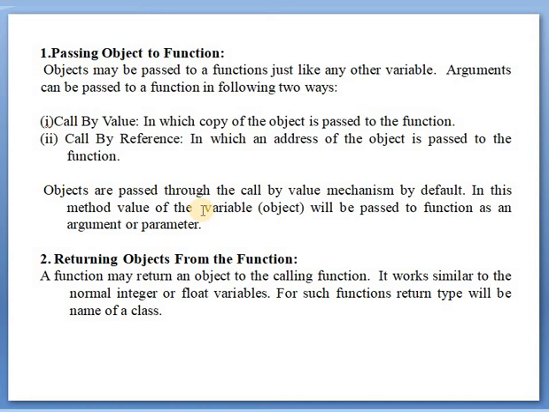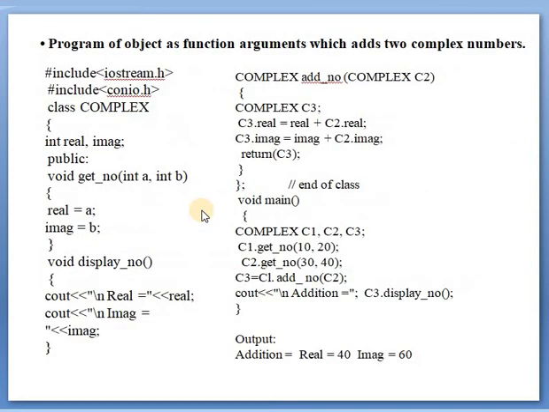Now, returning an object from a function. A function may return an object to the calling function. It works similar to a normal integer or float variable. For such a function, the return type will be the name of a class. Now see here, a program of object as a function argument which adds two complex numbers.